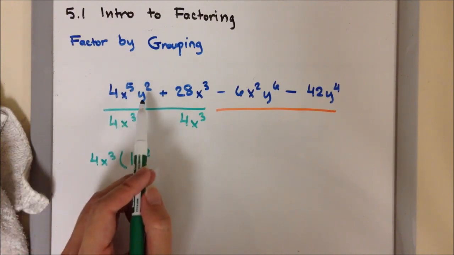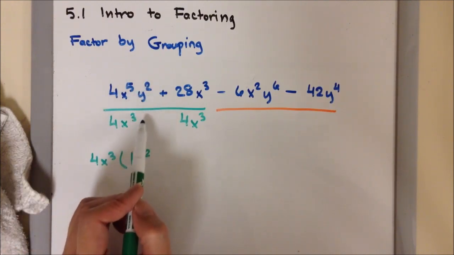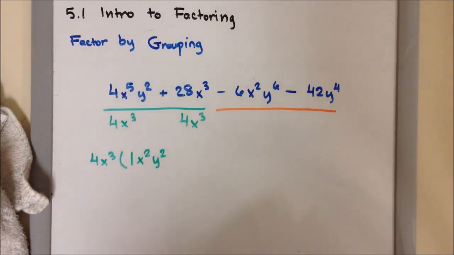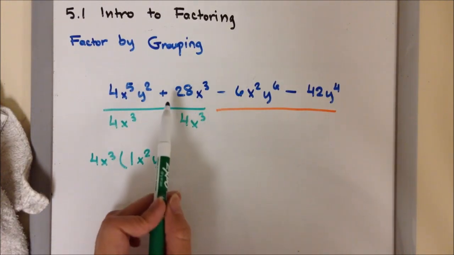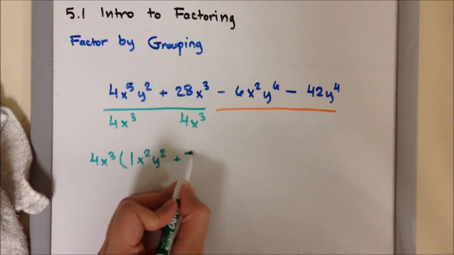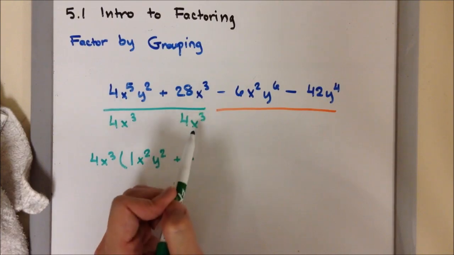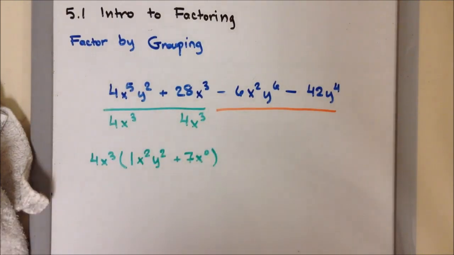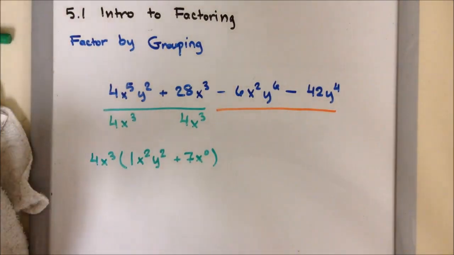And then the y squared, I didn't divide by anything, so I'll just put it next to the x squared. Alright, now the last part, positive 28 divided by positive 4 will be plus 7. X to the 3rd divided by x to the 3rd, x to the 0 power. Alright, so I'm finished factoring by GCF on the left side.